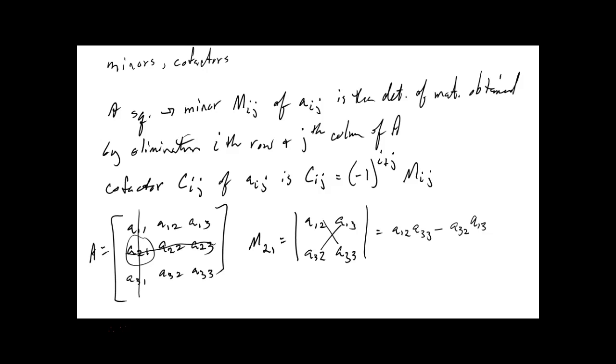So the cofactor C21 is equal to minus the minor, which is A12 A33 minus A32 A13. It's just either putting a minus in front of it or not. Okay? So the cofactor is either the same as the minor or it's the opposite of the minor, depending on where you are. Okay. So let's do example 2.